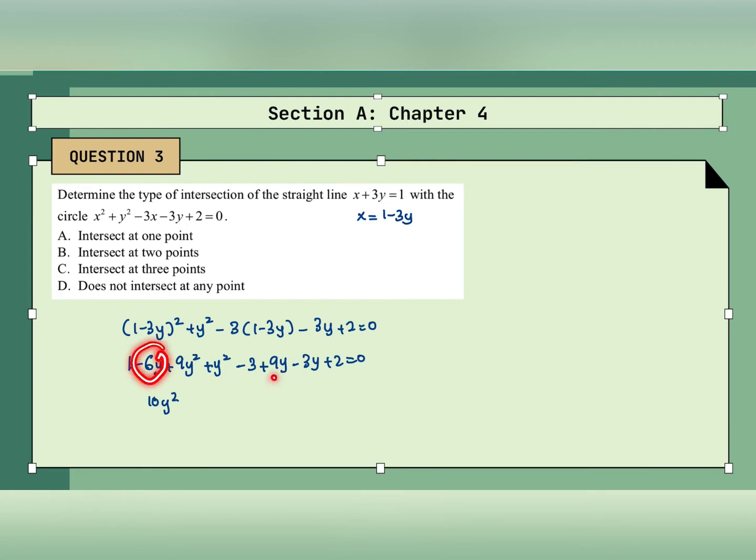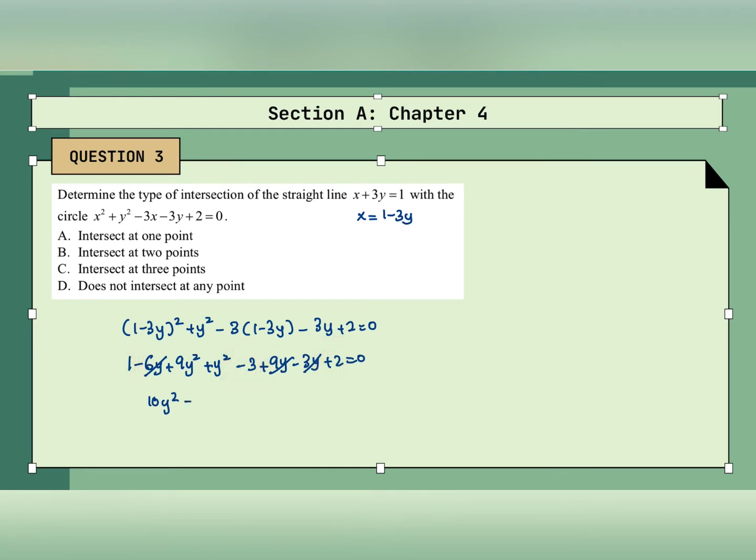Negative 6 tambah 9. Negative 6 tambah 9 is 3. 3 tolak 3 akan jadi kosong. So that's mean ini akan potong lah, tinggal 0. Lepas tu 1 minus 3 is negative. Nampak tak? 1 minus 3 is negative 2 plus 2 will be 0.